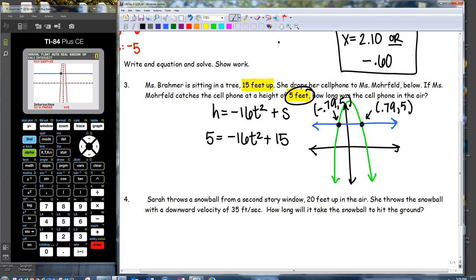Don't forget to give your final answer. Our final answer would be the cell phone is in the air for 0.79 seconds. Because time can't be negative. You do need to provide both intersection points though.